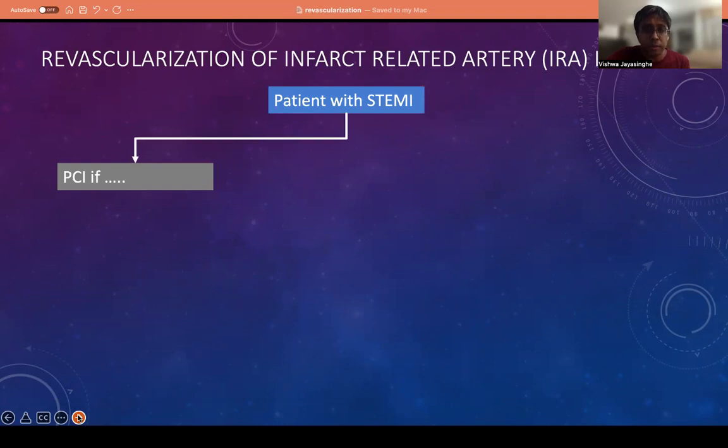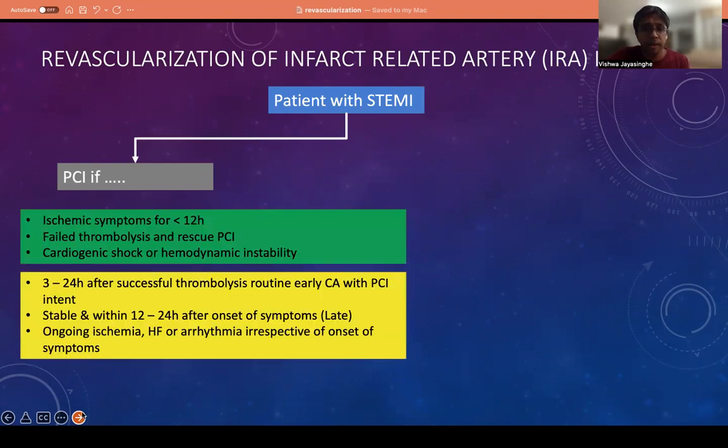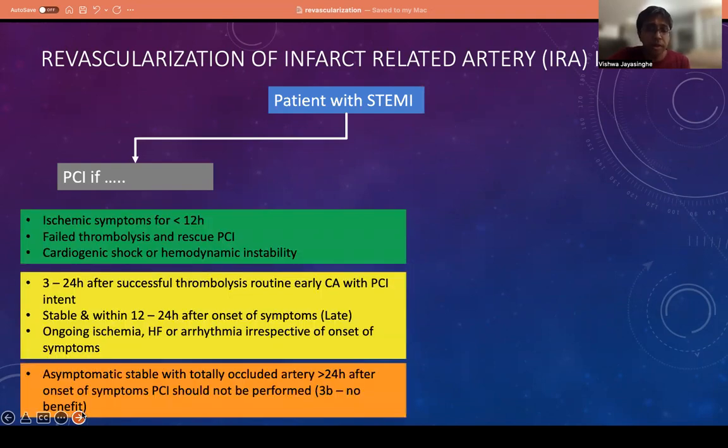Revascularization of the infarct-related artery in a patient with STEMI. First I'll discuss when to do PCI in STEMI. This color coding matches the level of strength of recommendation. Green means 1, yellow means 2A, orange means 2B.